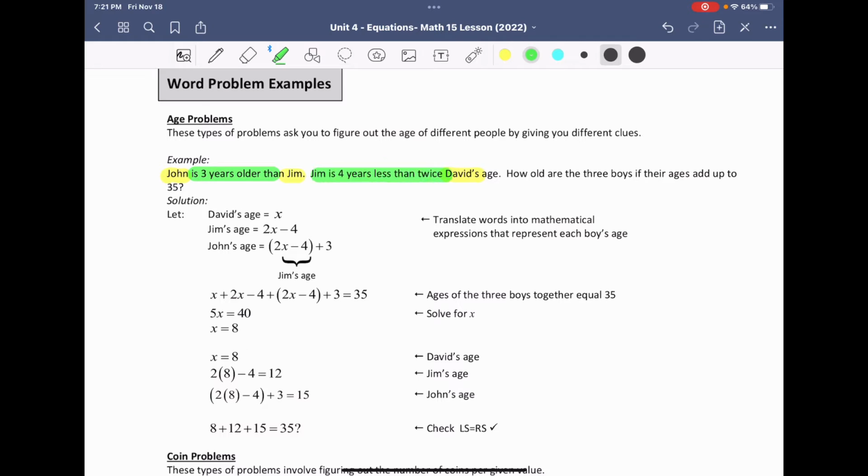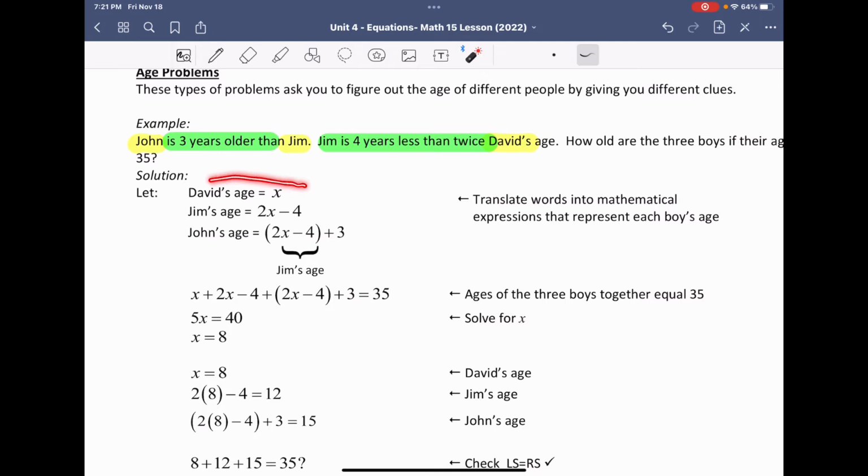Well, the one that we don't know for sure and that has no comparable descriptors is David's age. So what we're going to do is say, let David's age be the unknown, or specifically just the x by itself. We were given the description that Jim is 2 times minus 4 in comparison to David's age. So he's 2 times David's age minus 4 years. And then John's age, we get a description right at the beginning. In comparison to Jim, John is 3 years older than Jim, meaning whatever Jim's age was, we need to add a 3 to it.